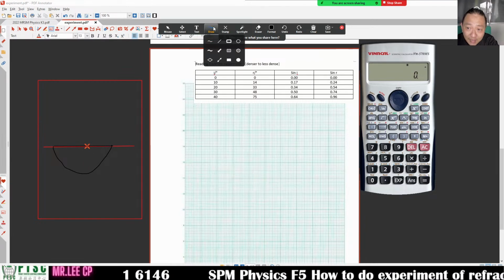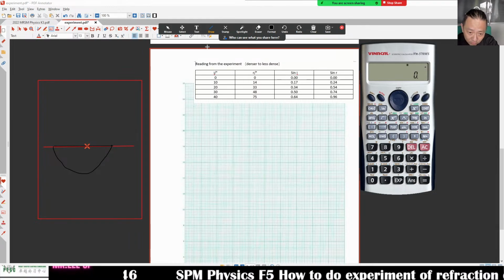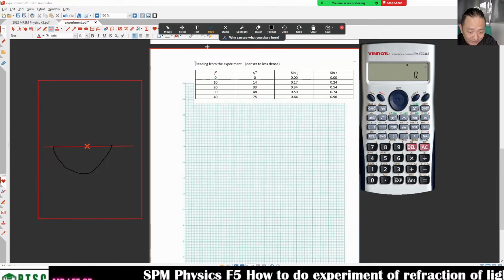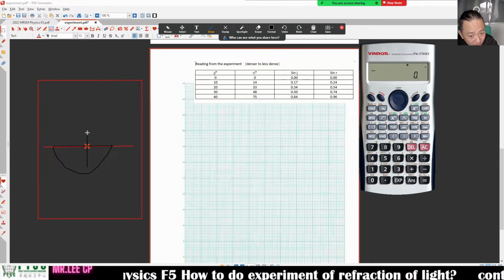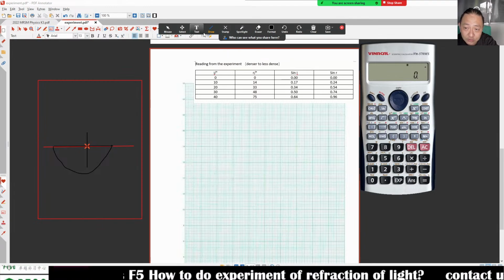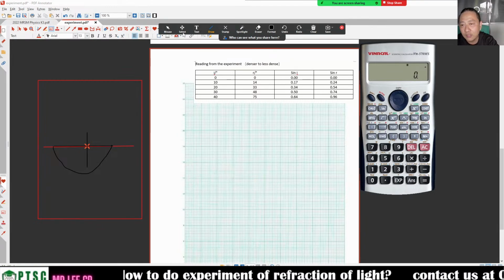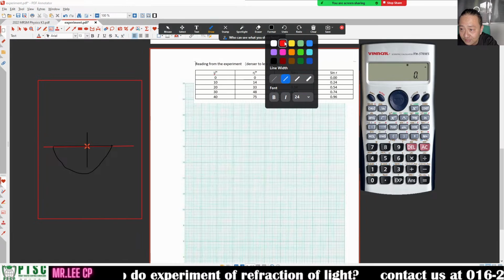Exactly the same. But this one has one problem. Normally, the school teachers, they don't do it this way. Why? Because this one is difficult. Because if I start from 20, I want to ask you, alright? You see, this one is the light traveling from denser to less dense.